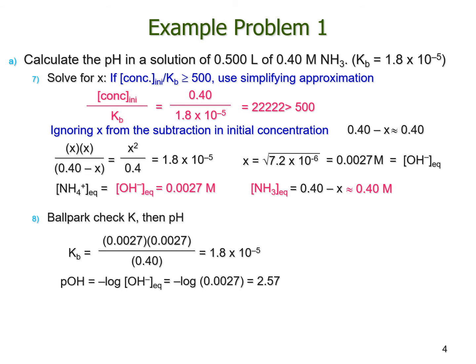So we can calculate the pOH, because we know the equilibrium concentration of hydroxide, which gives 2.57 as the value of pOH. And then we subtract this 2.57 from 14. That would be the pH of the solution, 11.43. Quite basic. All right, so that is all for question A here.